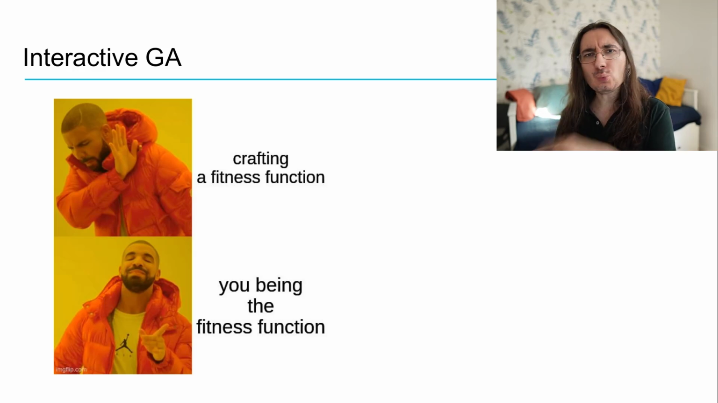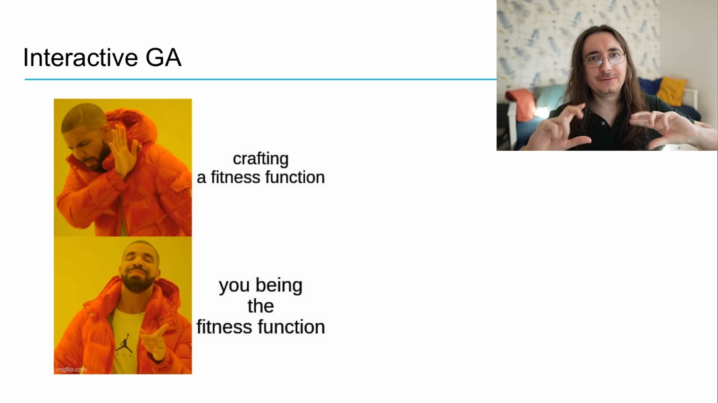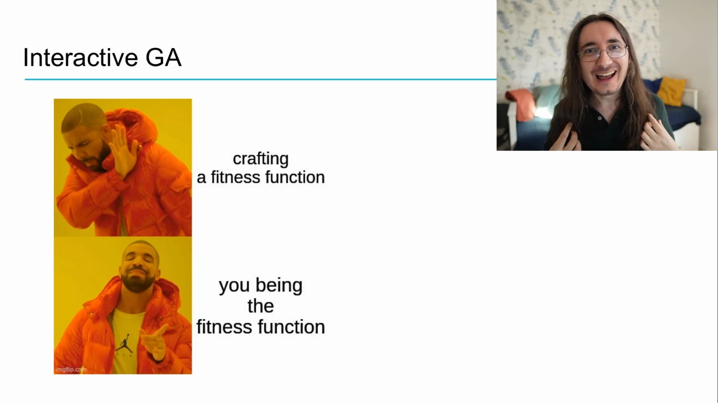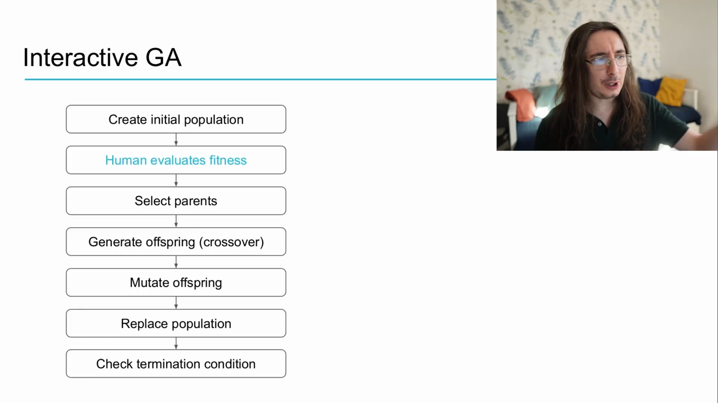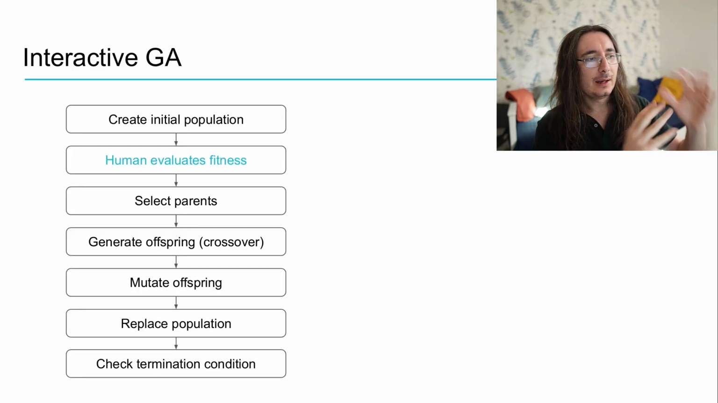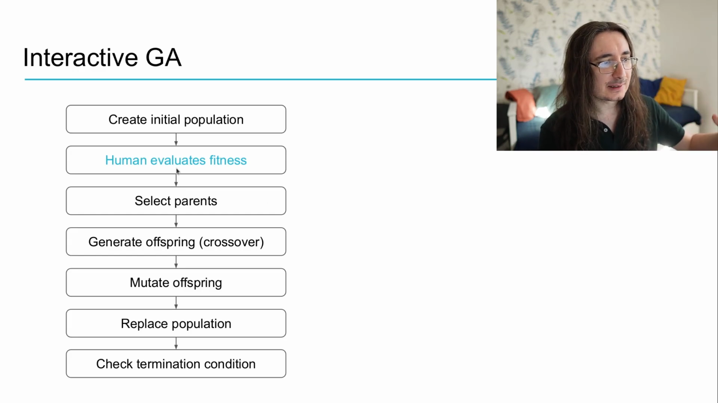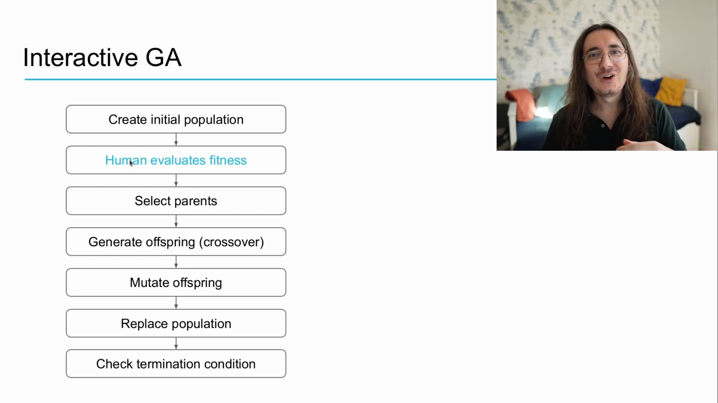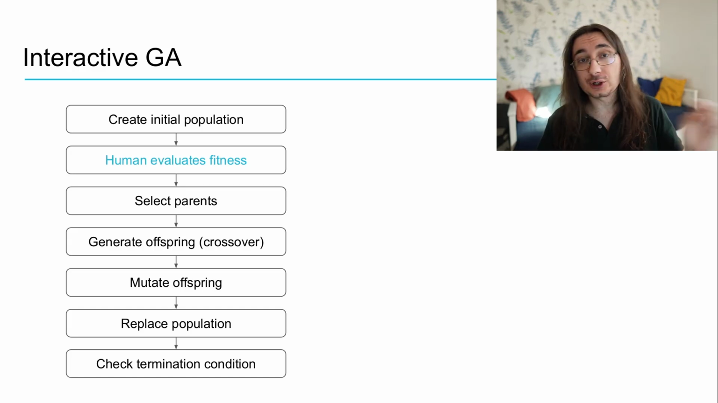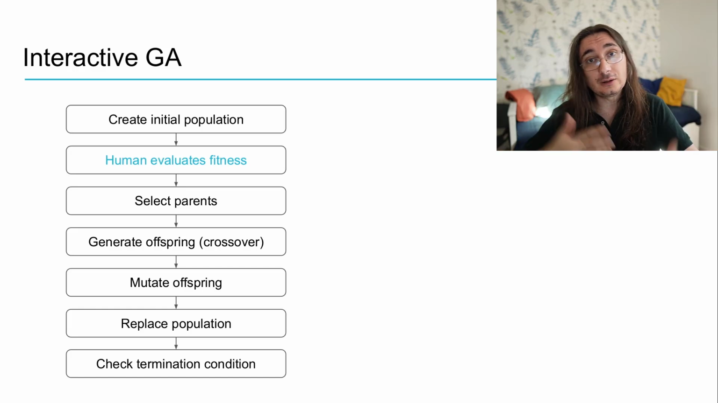In this case, we don't craft a fitness function, but rather we as human beings are the fitness function. And how does this work? Well, we can go back to the step-by-step process of a genetic algorithm, and so you'll see that most steps are the same, but in the case of an interactive genetic algorithm, what happens is that you have a human who provides the fitness to the algorithm directly. So there's no fitness function, it's not automatic, there's a human in the loop there.